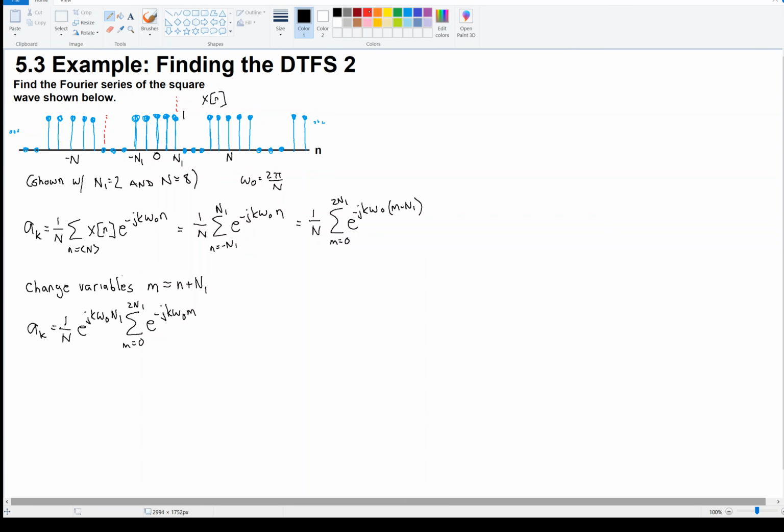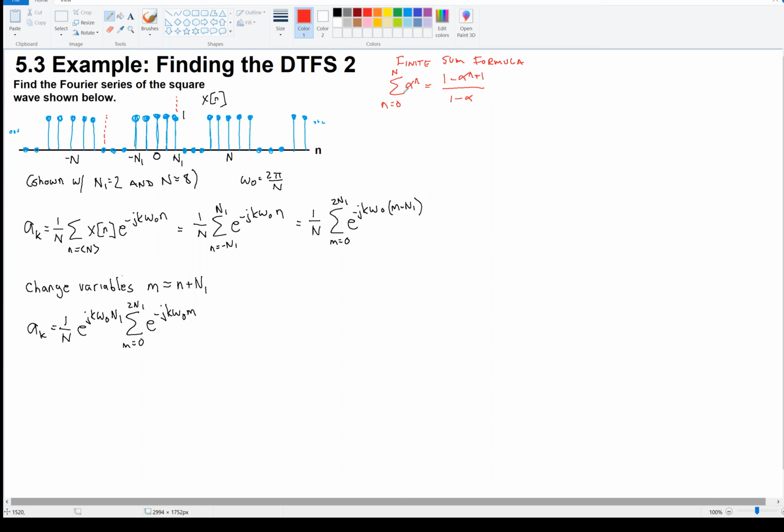Okay, now let us recall the finite sum formula. So I'll write this down. The finite sum formula. Okay, it states that if I have a sum from n equals 0 to N of alpha to the n, that's equal to 1 minus alpha to the N plus 1 over 1 minus alpha.